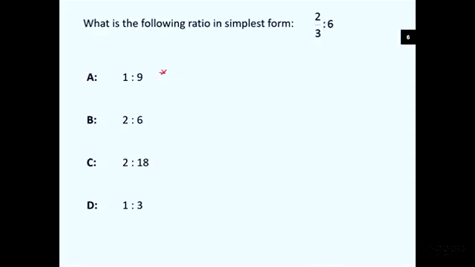2 to 6, what's wrong with 2 to 6 as a potential answer for any question? That's not simplified, that's 1 to 3. 2 to 18, that's 1 to 9. All I'm saying is those two can't be, they're not simplified. Get rid of them. It's a 50-50.